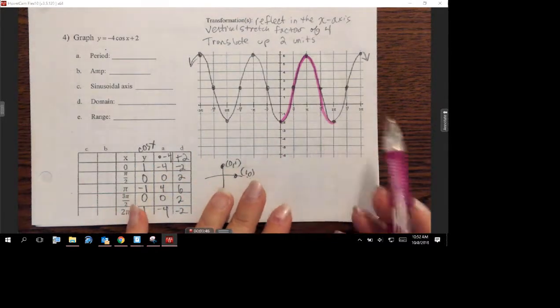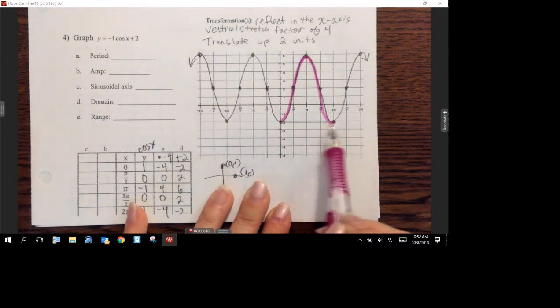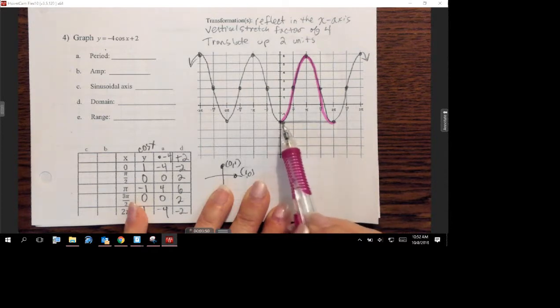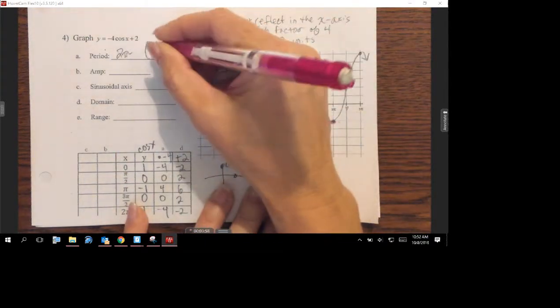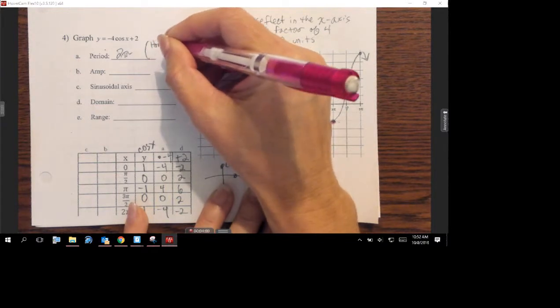So the period is the horizontal length of one cycle. So from start to finish for one cycle, how long is it? 2 pi. And in fact, the only thing that would change the period would be a horizontal stretch or shrink.